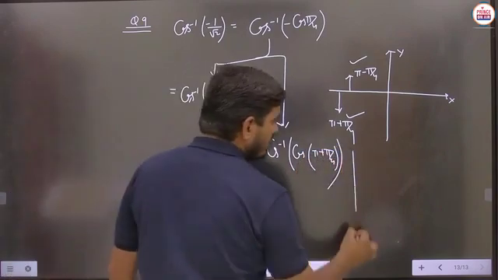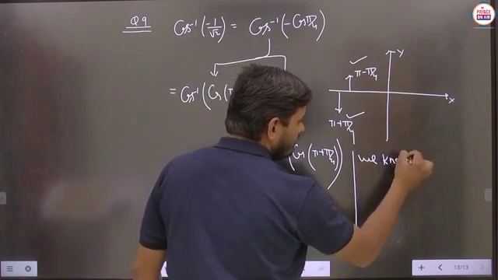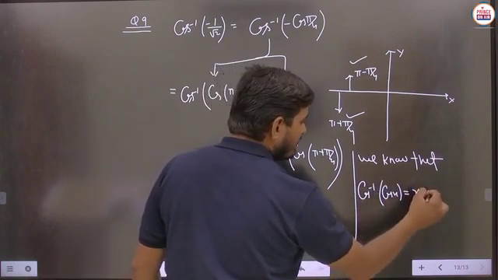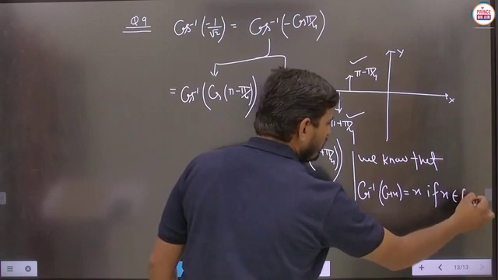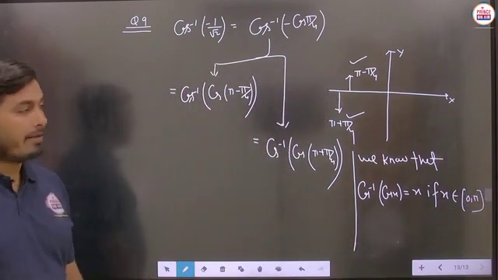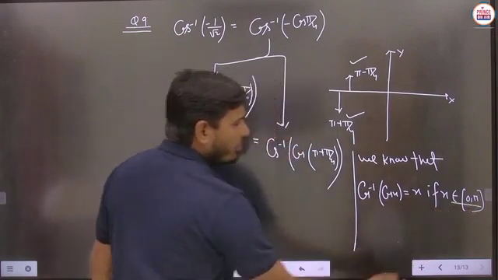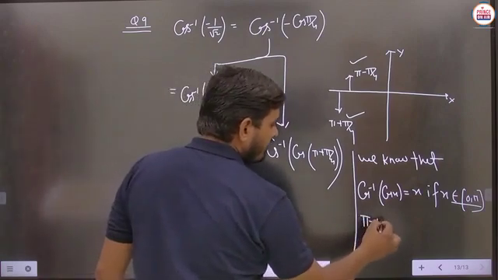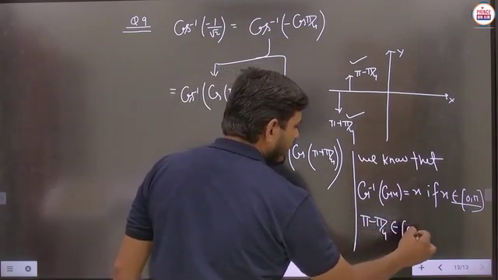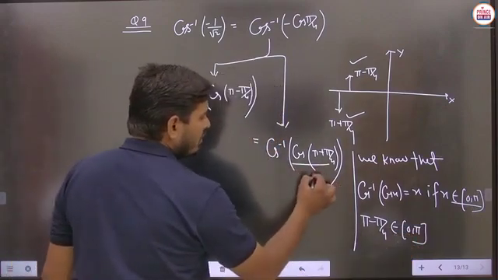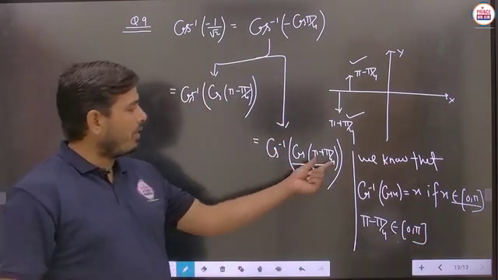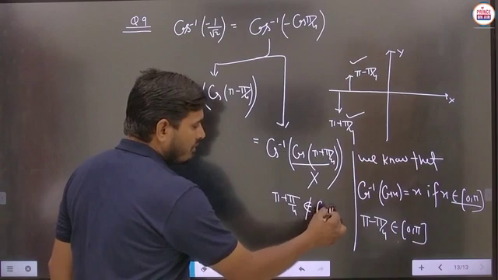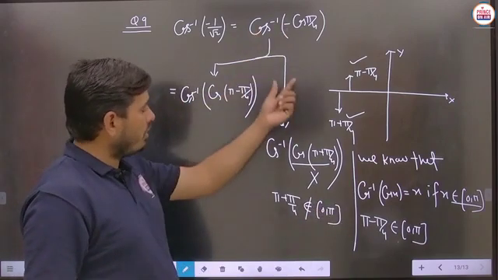We know that cos inverse of cos x will be written as x if x belongs to 0 to pi. You know this very well. Now, which part belongs to this range? According to that, we have to process this value. Pi minus pi by 4 definitely belongs to 0 to pi. This other part is not considerable here, because pi plus pi by 4 does not belong to 0 to pi. That's why we are not considering that scenario. Is it clear?